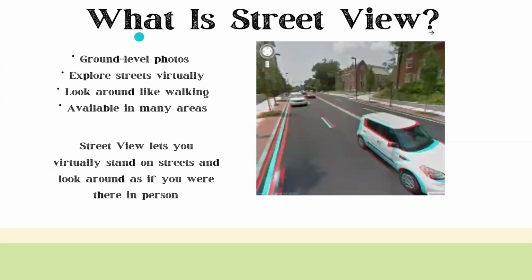Now moving on to Street View, which is another feature of Google Earth that's really used a lot because it's a unique feature. There are ground level photos in Street View. Basically, it's as if you're actually walking in the street, and you can explore the streets virtually, and you can look around while you're walking around in them. It is available in many areas, not all, but pretty much most of the areas around this world. And I'll be showing you how to use Street View later. So Street View lets you virtually stand on streets and look around as if you were there in person.